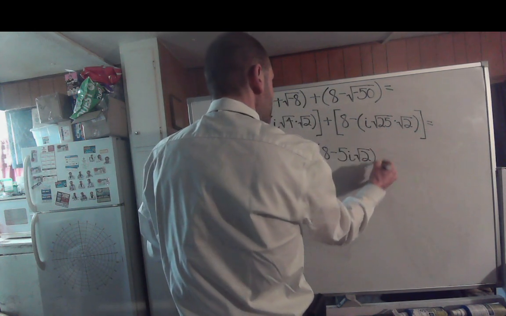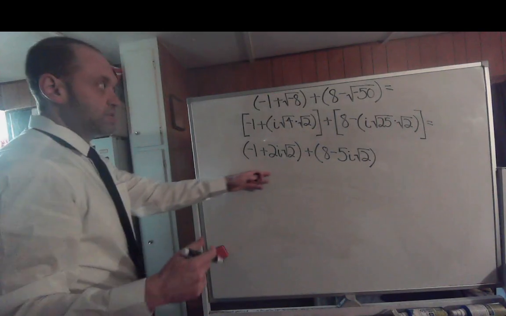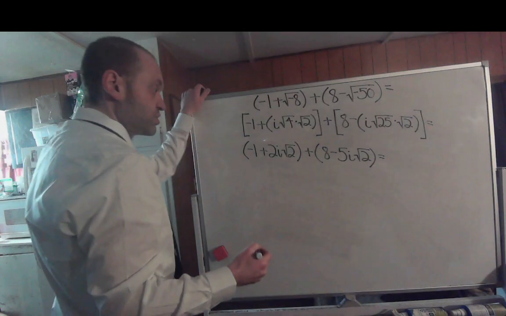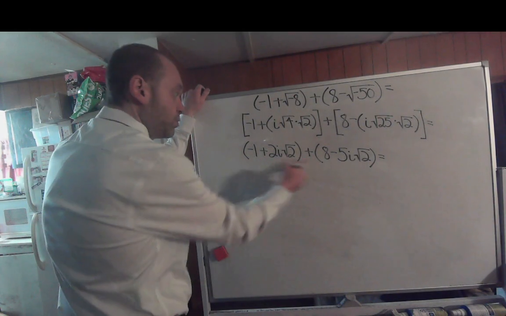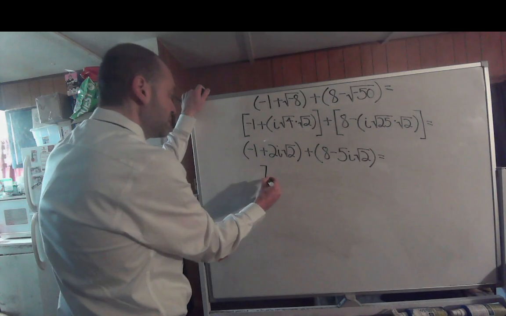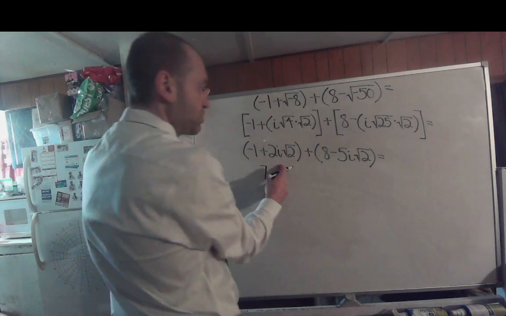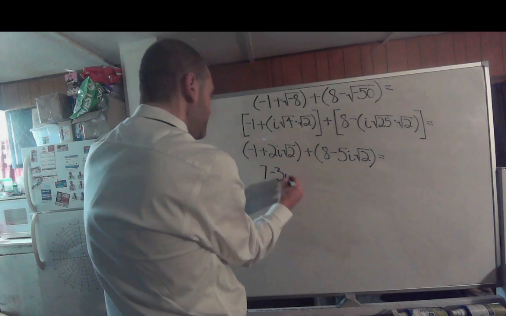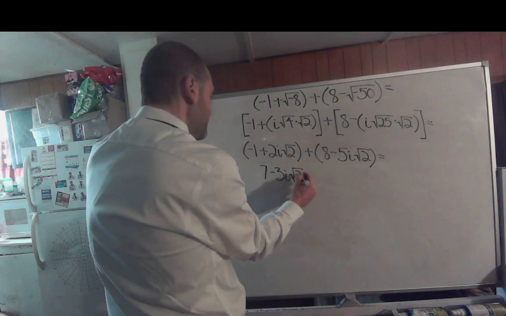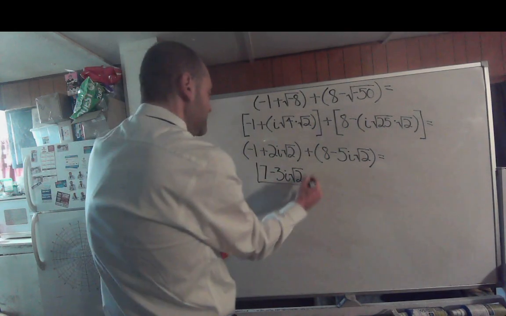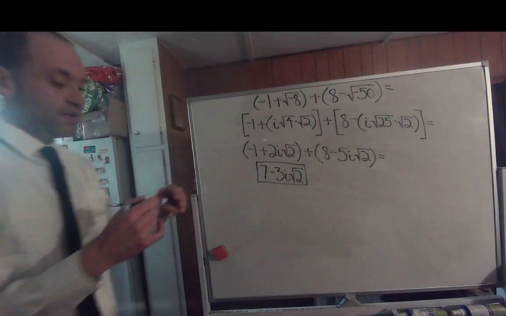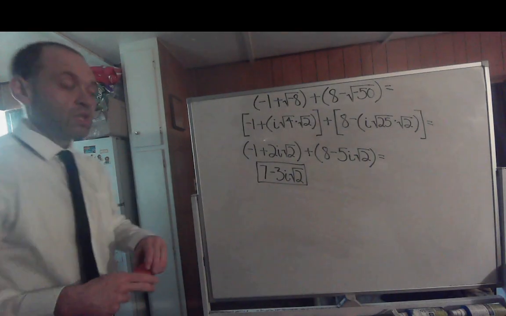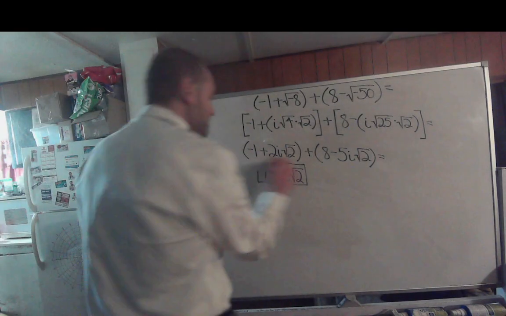So now we have this broken down into some imaginary forms, which now we're just going to add like terms. -1 plus 8 is 7, and then 2i times the square root of 2 minus 5i times the square root of 2 would be minus 3i times the square root of 2. So in standard form, this would become 7 minus 3i times the square root of 2. Alright, so that's adding and subtracting them.